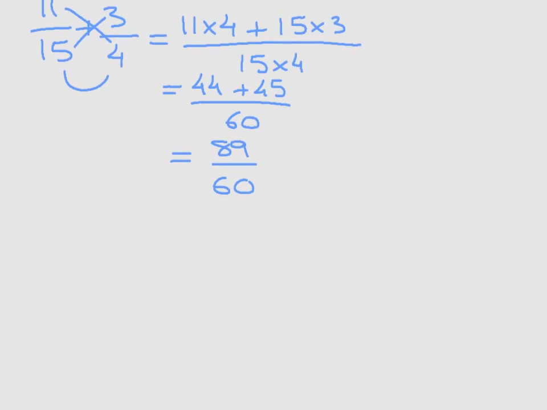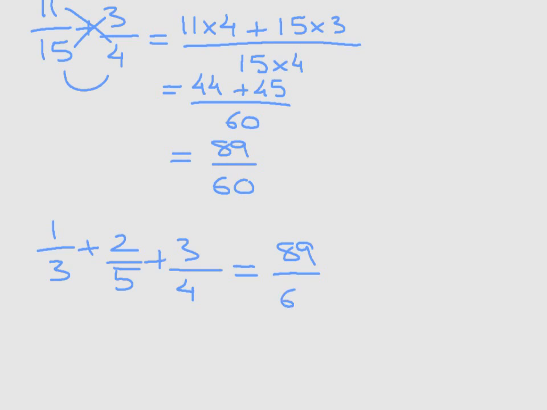And it's good practice to write the full answer at the bottom. So if we rewrite the whole thing, that's 1/3 plus 2/5 plus 3/4, which is equal to 89 over 60. And once again, the highest common factor of 89 and 60 is 1, so we can't simplify this fraction. And I'll just write that next to it again. HCF of 89 and 60 is equal to 1. And there you go.